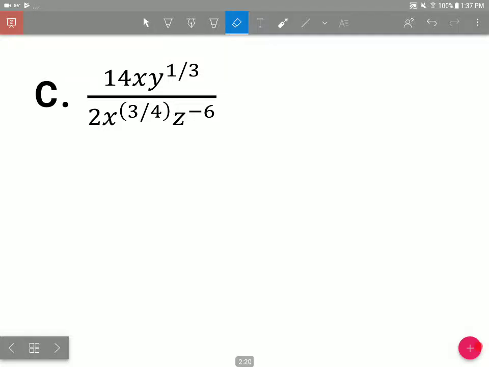So let's start with the x's. All right, I got x to the 1 over x to the 3/4. So am I doing plus 3/4 or minus 3/4? Minus. What is 1 minus 3/4? 1/4. So that is an x to the 1/4 on top. Okay? The y, are there any other y's to combine it with? No, so leave it alone.